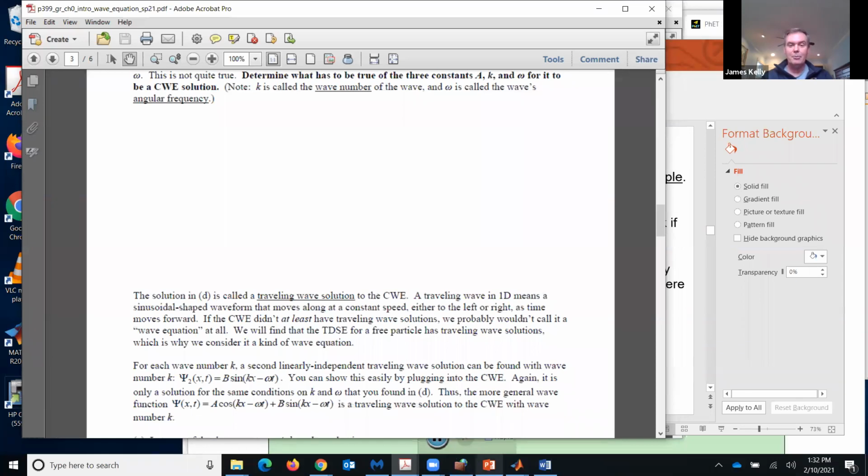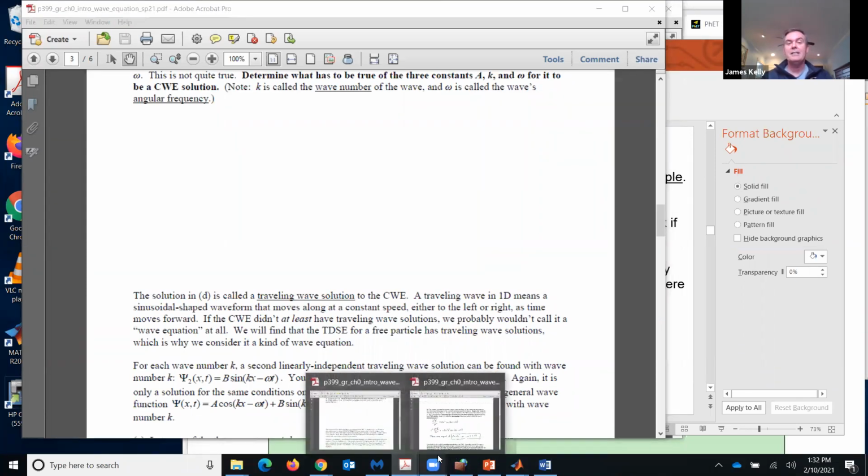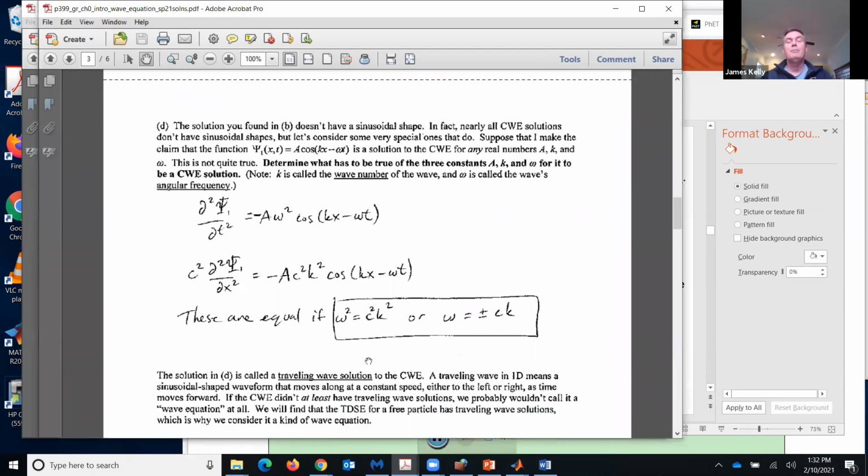Normally I've let you figure out what the restriction is, and maybe you know already, but let's plug it into both sides. I'm going to take this cosine function with the three undetermined constants, a, k, and omega, which are not functions of x and t. Let's take the second derivative with respect to time, and the second derivative with respect to x with a c squared in front of it, and force these two sides to be equal. Clearly they're not always going to be equal, because omega squared isn't necessarily equal to c squared k squared. But it will be a solution if omega squared equals c squared k squared, right?